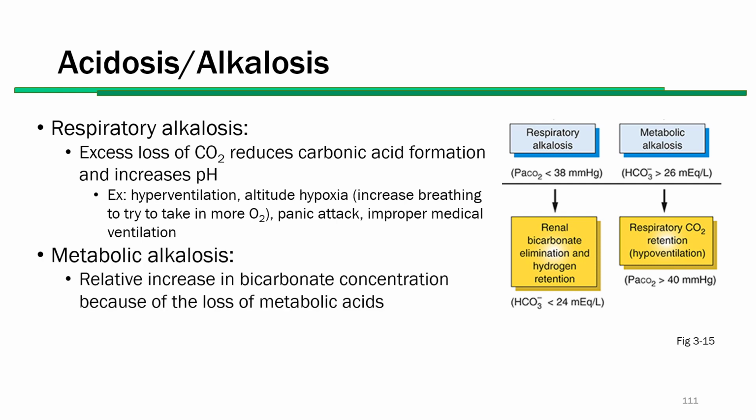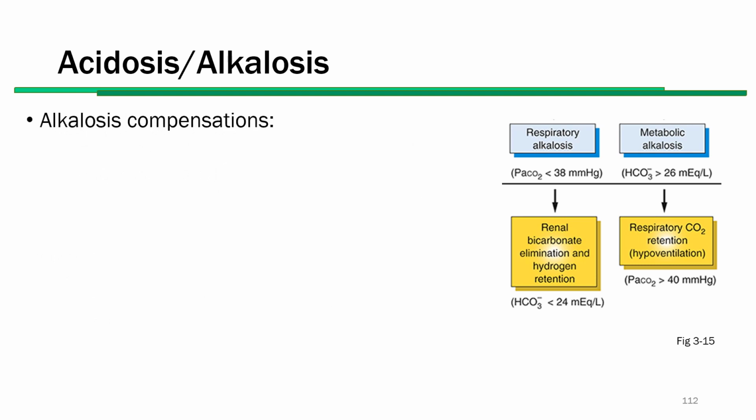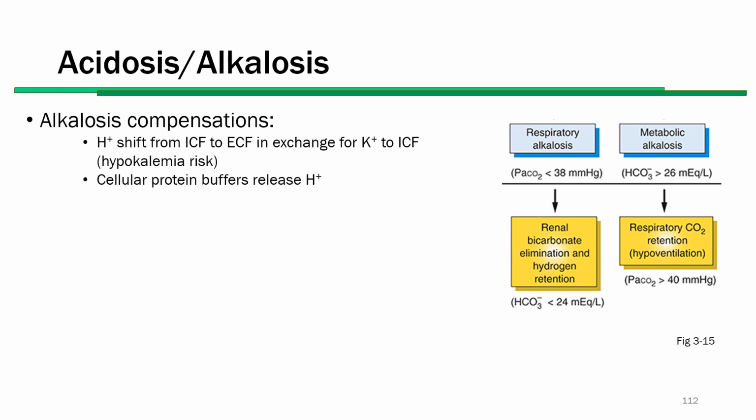Metabolic alkalosis, a relative increase in bicarbonate concentration because you're losing metabolic acid. So maybe vomiting or gastric suction, you're losing acid, so your bicarbonate becomes relatively more elevated. Compensations for alkalosis, there's that shift of hydrogen again in exchange for potassium. In this direction, though, we're going to take the hydrogen out of the cells to try to increase it in the extracellular fluid, but that means that potassium is going to go into the cells, so there's a hypokalemia risk. Cellular protein buffers will release hydrogen to try to increase the hydrogen concentration.